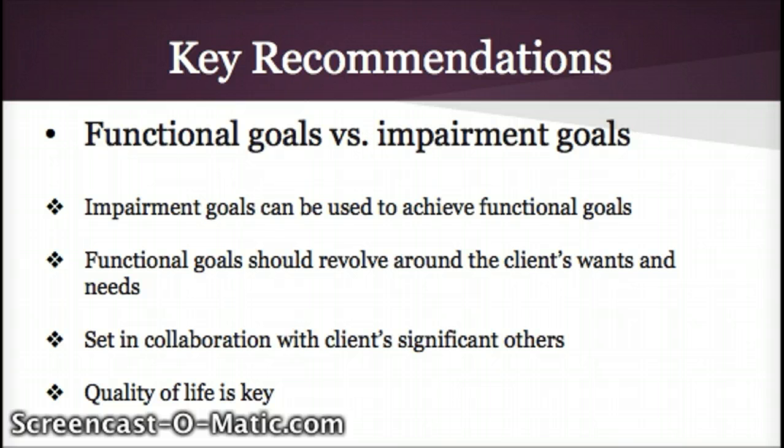Impairment goals may assist you to achieve functional goals, however, they should not be the target in a person-centered approach. Functional goals should be set as per the client's wants, needs, and wishes in collaboration with the treating team and significant others. The importance of setting functional goals is underpinned by the notion of quality of life.